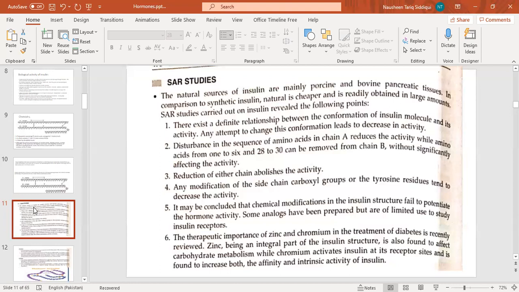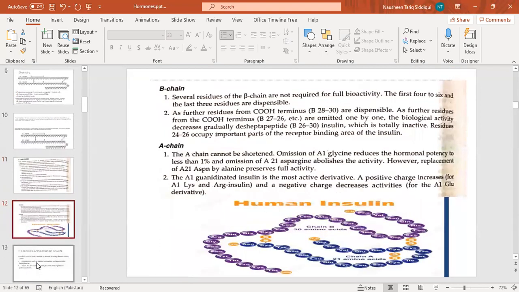The therapeutic importance of zinc and chromium in the treatment of diabetes has recently been reviewed. Zinc, being an integral part of the insulin structure, is also found to affect carbohydrate metabolism, while chromium activates insulin and its receptor site and is found to increase both the affinity and intrinsic activity of insulin. When used in diabetes in the presence of zinc and chromium, it was found that it increases the affinity and intrinsic activity of insulin.